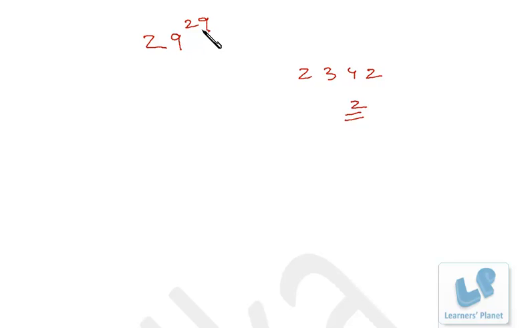29 raised to 29, if we wish to find out the digital root, what do we have to do? We have to divide this by 9 and get the remainder. Right. Now 29 is what? 27 plus 2. So the final remainder will be 2 raised to 29. But 2 raised to 29 is much bigger than 9, so we still have to reduce it.